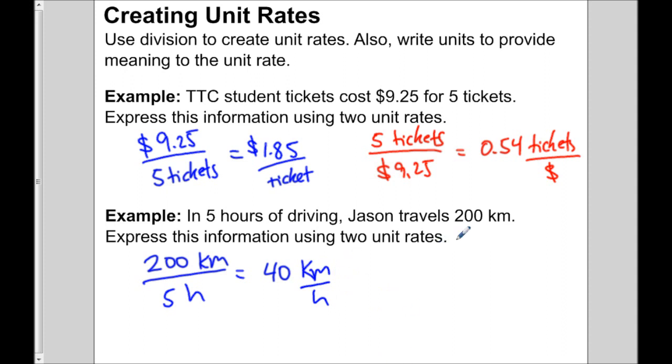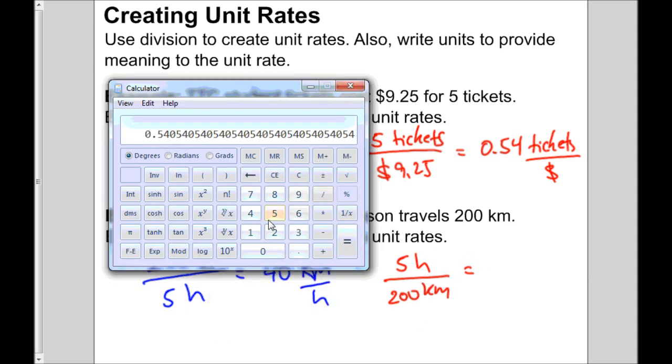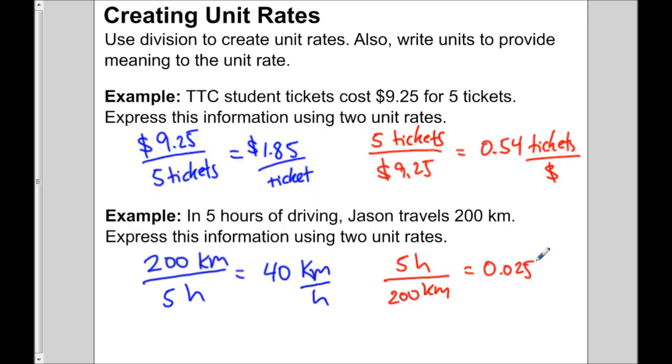But let's say we go the other way. Let's say we put 5 hours on the top and 200 kilometers here. Nothing wrong with that. Let's do 5 divided by 200. We get 0.025. And what does that mean? That's hours per kilometer. So that's how long it takes for every 1 kilometer you travel. So different unit rates, but they all provide meaning, and it all just depends on maybe what you want to find out. This provides a speed. This might be a unit of time, how much time you need to travel 1 kilometer.